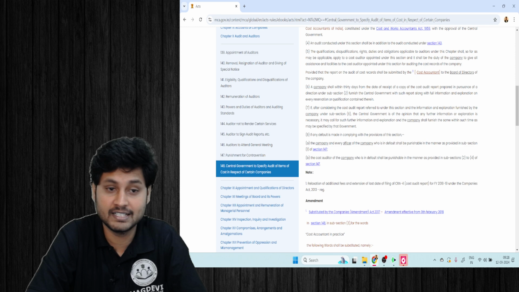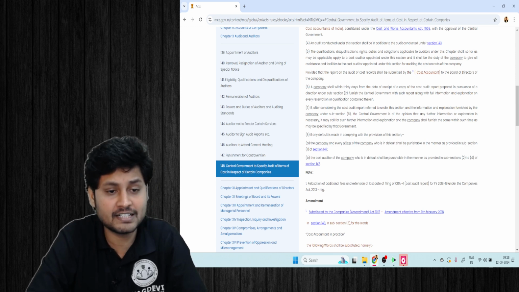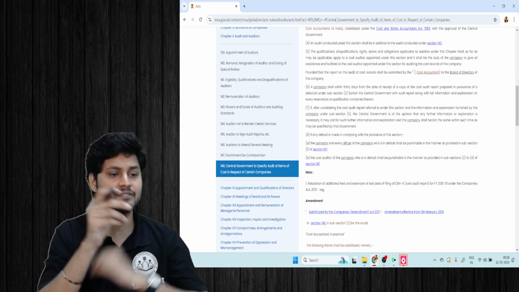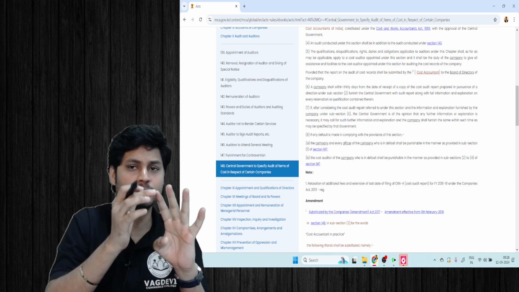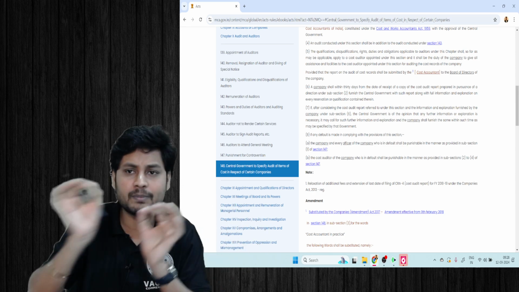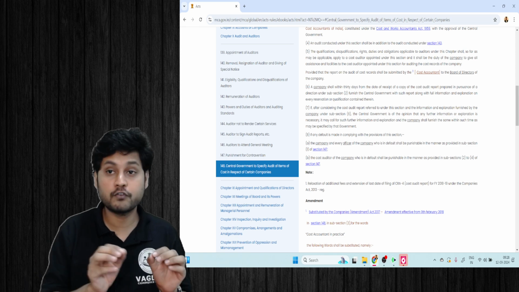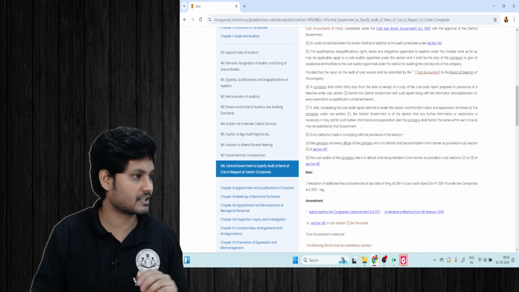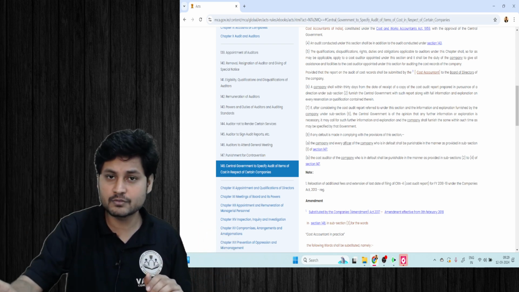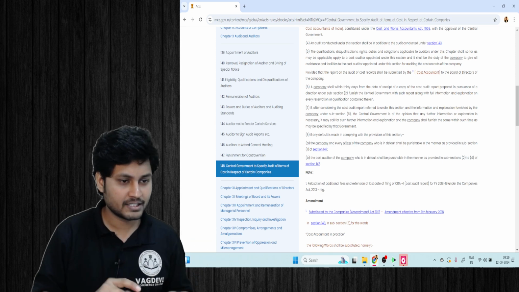The qualifications, disqualifications, rights, duties, obligations applicable to the auditors under this chapter. That is, whatever the disqualification, qualifications, rights, powers applicable for a chartered accountant, the same are now applicable. There is one section, 141, which talks about qualifications and disqualifications of an auditor, which is applicable for a CA also. The same qualification, disqualification is now applicable for whom? Cost auditor also.